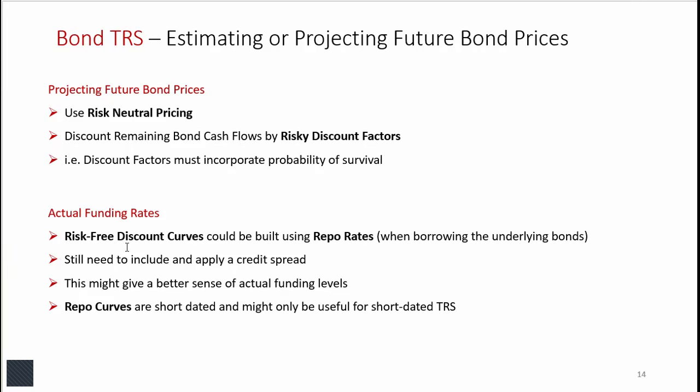Now, one thing to mention is that when the payer of the bond coupons and performance doesn't actually hold the underlying bonds and is borrowing them in the repo market, it may be appropriate to use risk-free discount curves that are built from repo rates. We still need to include the credit spread, and it might give a better sense of actual funding levels. Repo curves tend to be short-dated. They might only be useful for pricing short-dated TRSs.